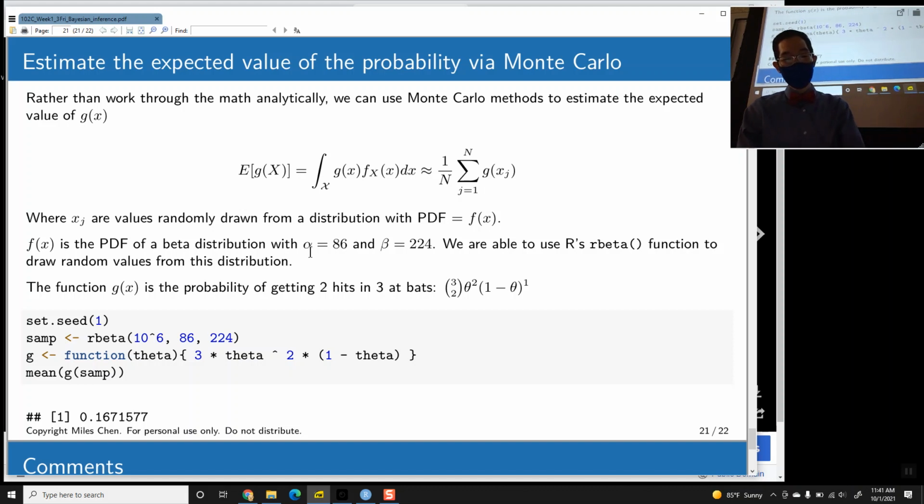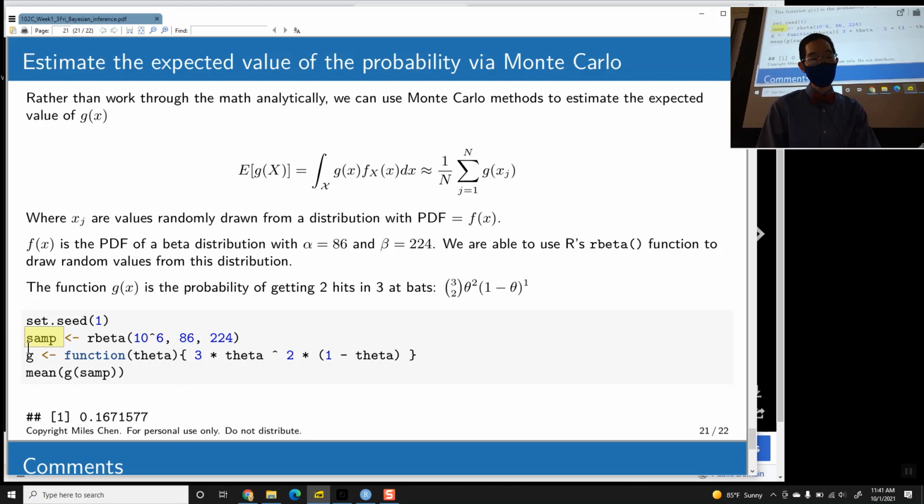So here, our posterior distribution is this beta distribution with alpha equal to 86 and beta equal to 224. How do we generate a whole bunch of values from a beta distribution? In R, we just use rbeta. We just say, give me random beta values. So I'm going to set seed 1. You don't have to set the seed, but it's often good practice. And we're going to say, I want 1 million values from the beta distribution. R can do this very quickly, right? Shape parameters 86, 224. This is going to be my sample.